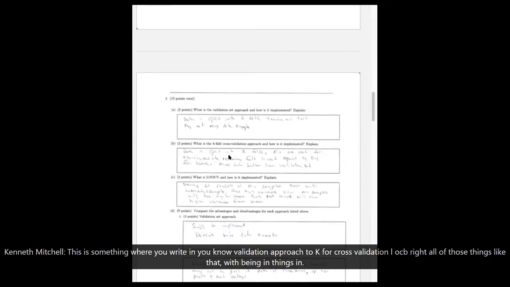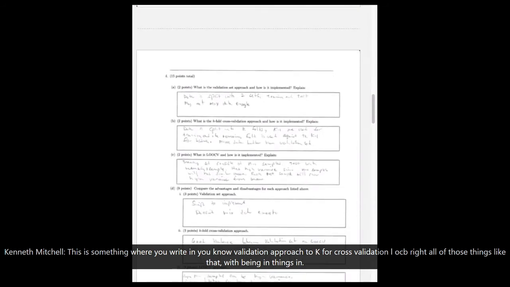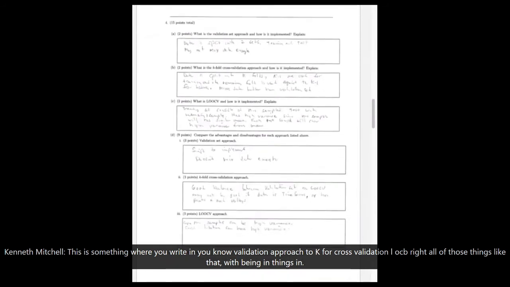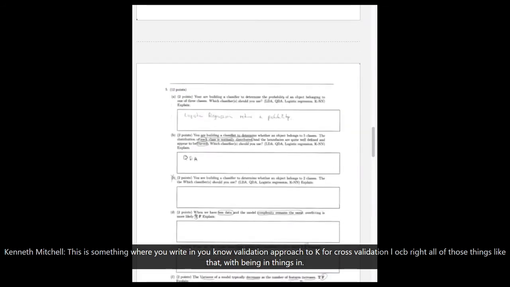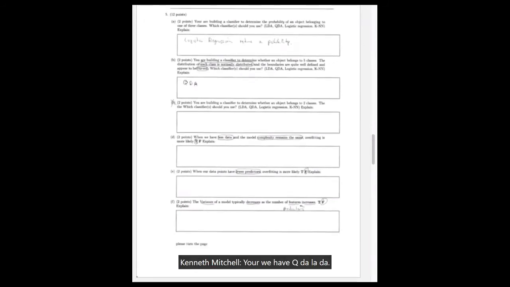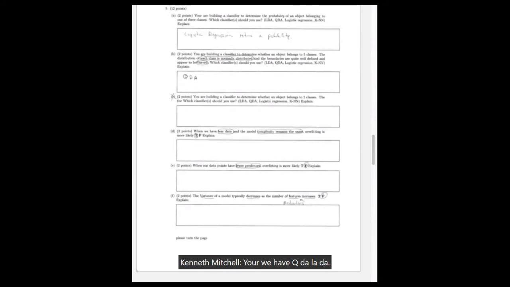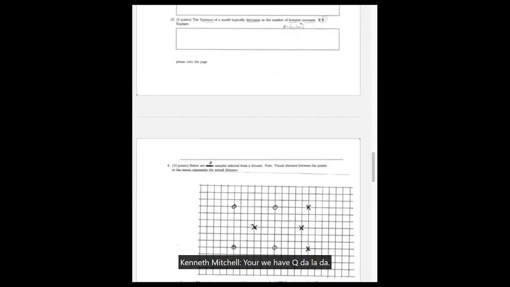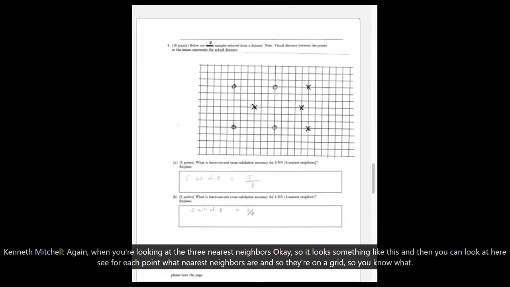This is something where you write in the validation approach: k-fold cross-validation, LOOCV, right? All of those things would be in the exam. Here we have QDA, LDA. This is, again, when you're looking at the 3 nearest neighbors.